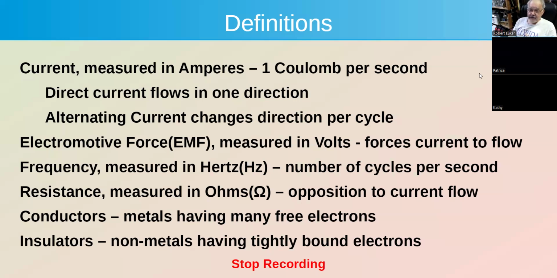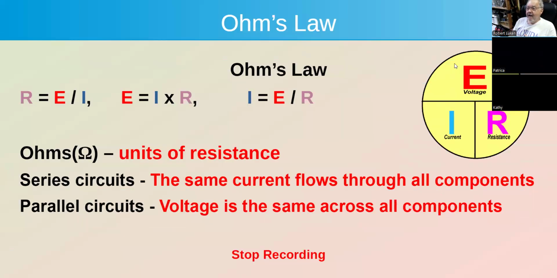Any questions on those definitions? Not so far. Okay. Okay, Ohm's law. You remember Ohm's law? And remember the little pie chart if you can't remember it. You just draw a circle, divide it in half, divide one of the halves in half. Label E, I, and R, where E represents the electromotive force, which we measure in volts. I stands for current.